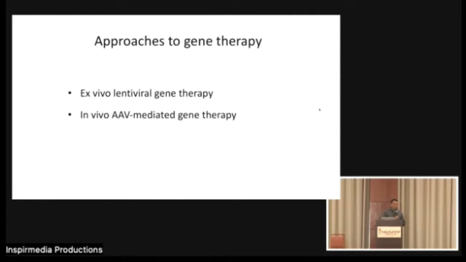So these are the two different types of gene therapy that I want you to understand afterwards. One we call ex vivo, which means outside of the body, and the other we call in vivo gene therapy, which is inside the body, okay? So ex vivo, outside the body, in vivo, inside the body. And the ex vivo that I listed first uses a certain kind of virus. It's called a lentivirus. And the in vivo, inside the body, uses an AAV-mediated gene therapy.